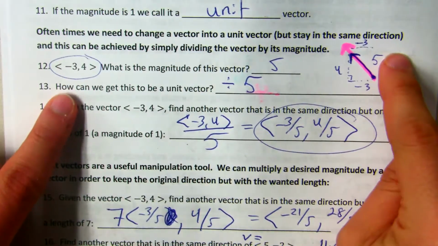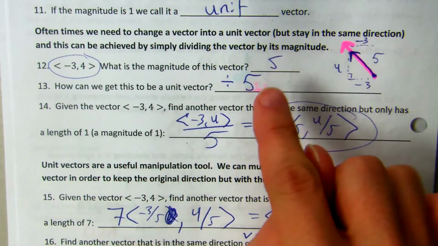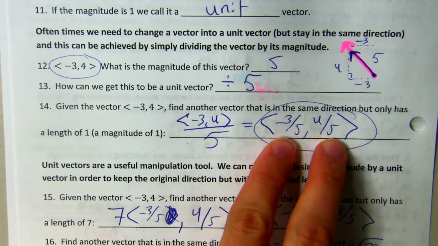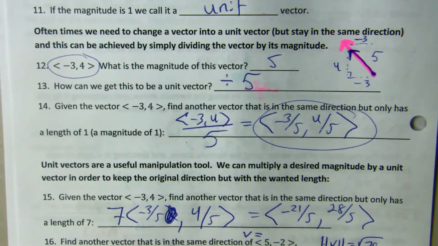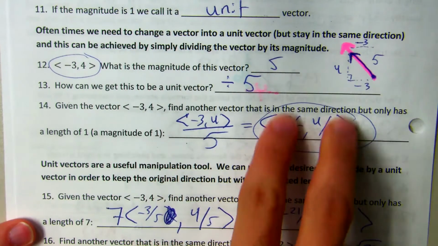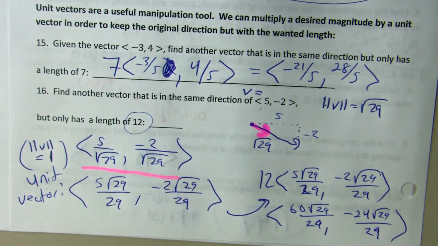So you can find the magnitude, and if it had a length of 5, it means we can divide that vector by 5, and then it would have a length of 1. Dividing a vector by 5 just means you divide both parts by 5. And the nice thing about that is it doesn't change the direction. It's still in the same direction, but now this has a length of 1 instead of a length of 5. So it's not hard to do, but you just have to know that step.